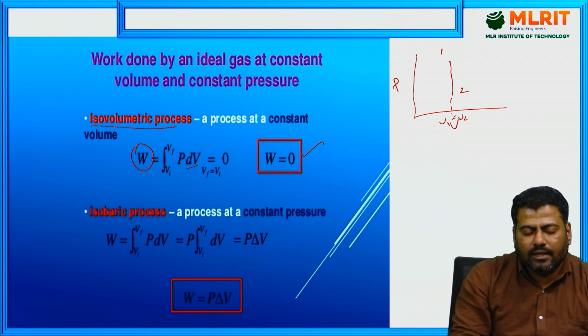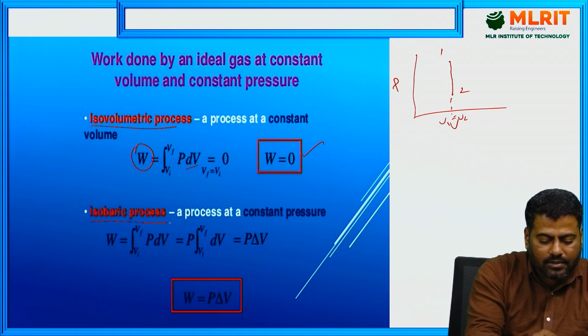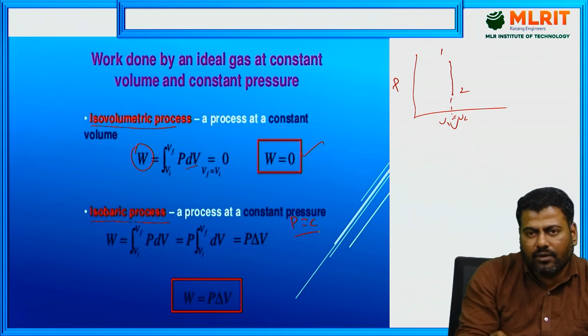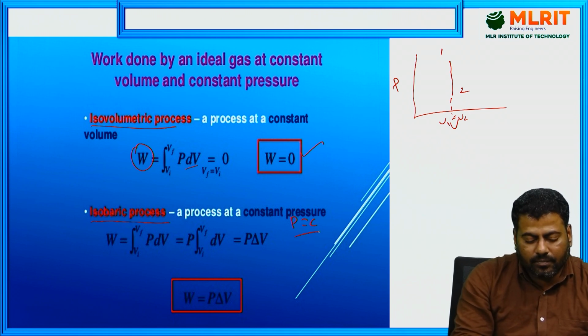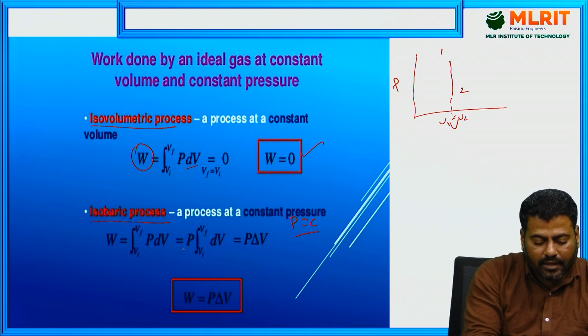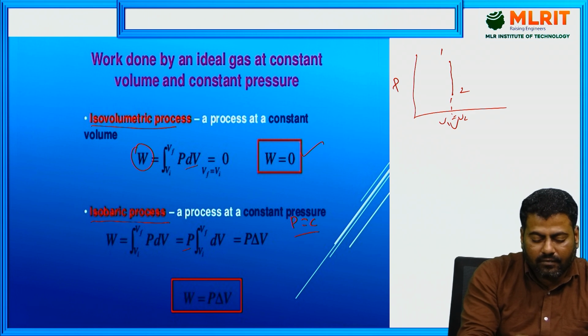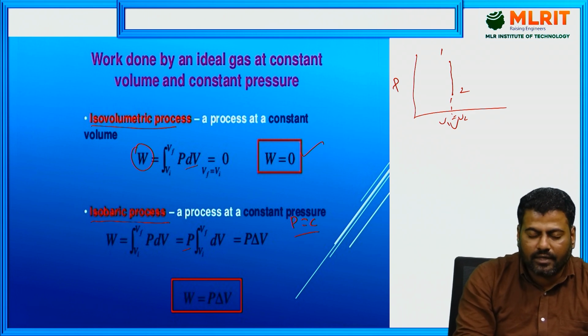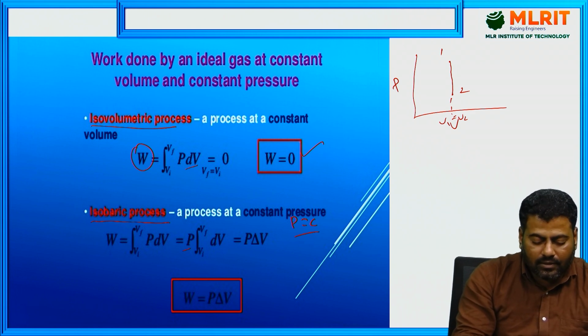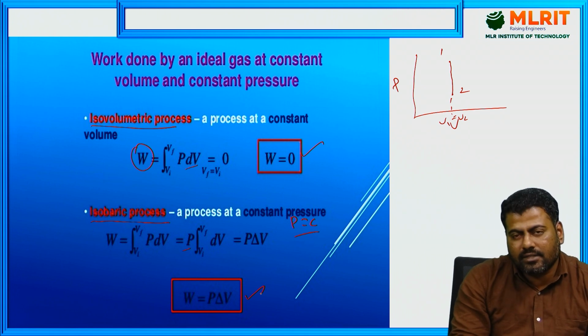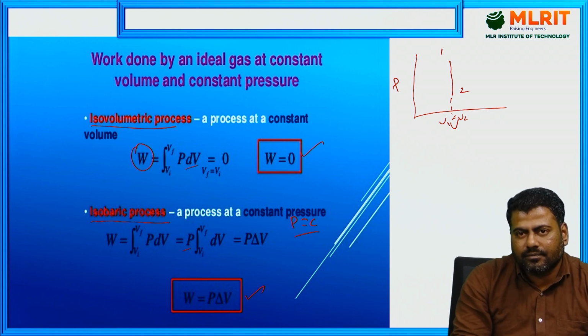Got it? And for constant pressure process, P equal to C. When P equal to C, while performing the integration, P I can take outside and only we need to do the integration with respect to dV, right? What is the dV? It is del V. What is the del V? V2 minus V1. So this is your work done for the constant pressure process, right?